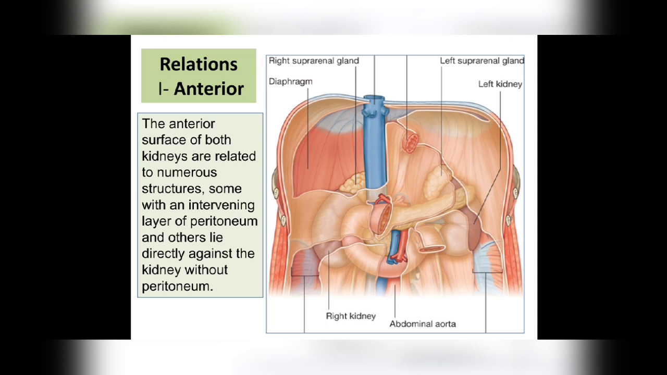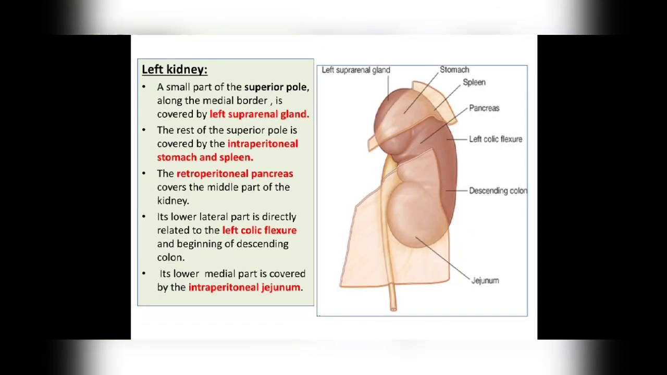Relations of the kidney. Anterior relation. The anterior surface of both kidneys is related to numerous structures, some with an intervening layer of peritoneum and others lying directly against the kidney without peritoneum.